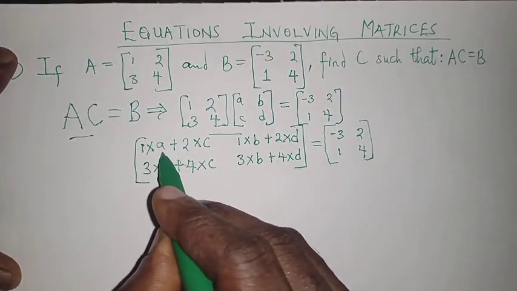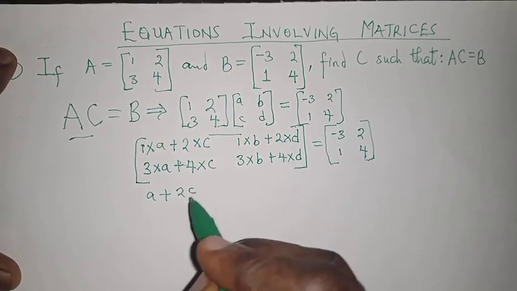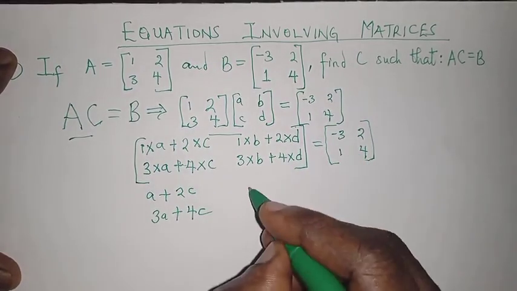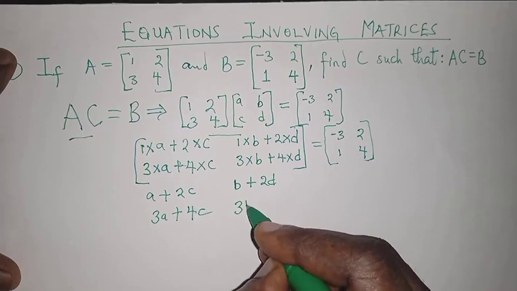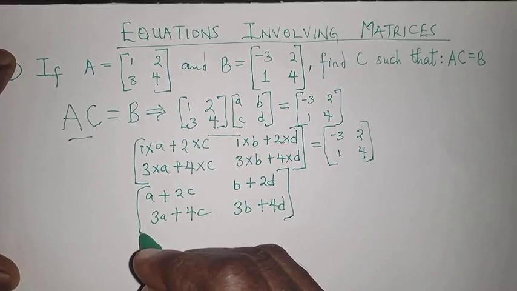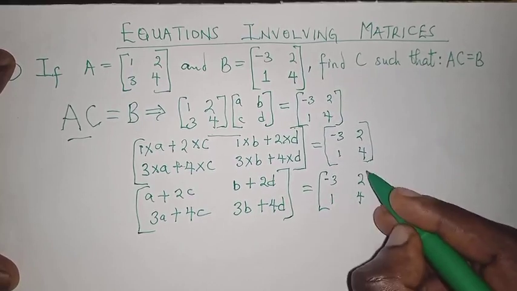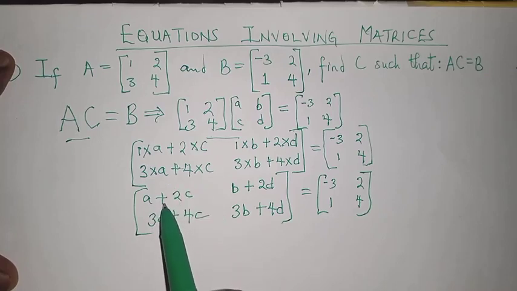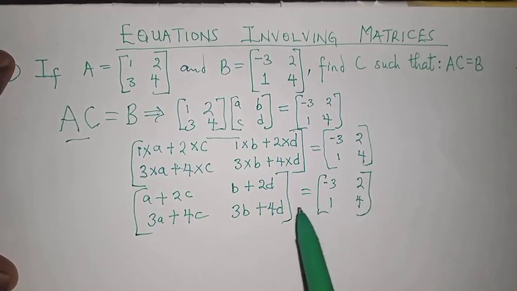So A times 1 is going to give us A. So that's A plus 2C. Then we have 3A plus 4C. Then we have here B plus 2D. Then we have here 3B plus 4D. So this is minus 3, 2, 1, 4. Okay, so now what this also means is that I can pick these one after the other to equate it to the elements of this matrix.